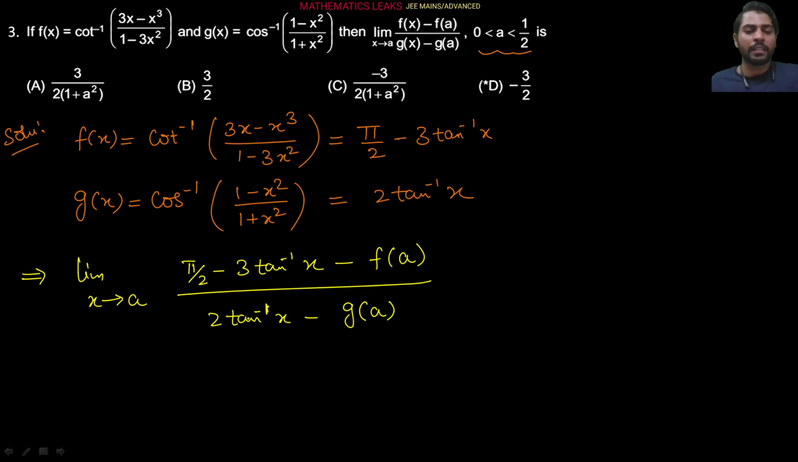So here you can see when x is approaching a, what will happen here? This given data becomes pi by 2 minus 3 tan inverse of x, which is f(x) only, correct? So either you mention this or you don't mention, you know this quantity is coming here. This is nothing but f(a) only. This is nothing but f(x) only, correct now?